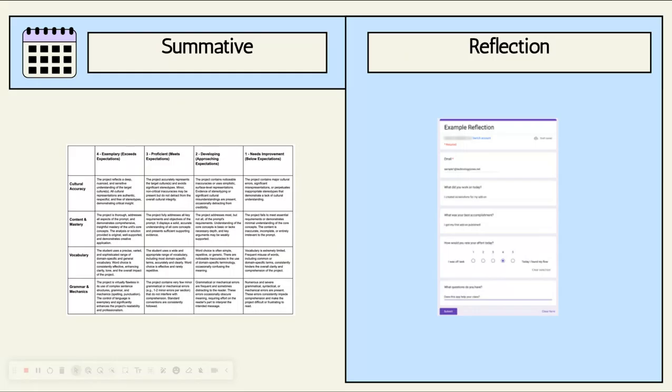For the summative evaluation, I would use a rubric similar to the one here in order to give them feedback on their presentations. And then I would also have students fill out a reflection similar to this on Google Forms in order to get their feedback on their learning experience. And this would allow me to adjust the activities and prepare for future lessons as needed, as any kind of interventions and reteaching moments might be needed.